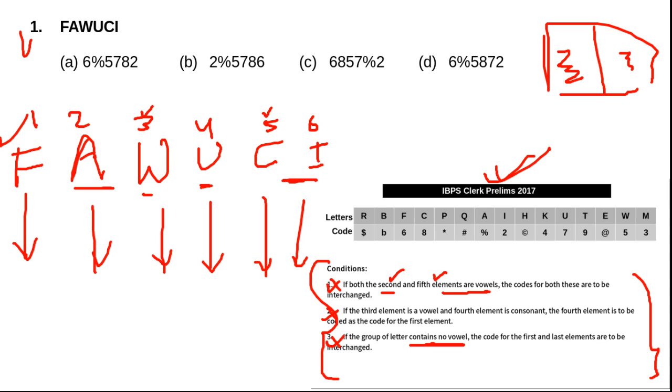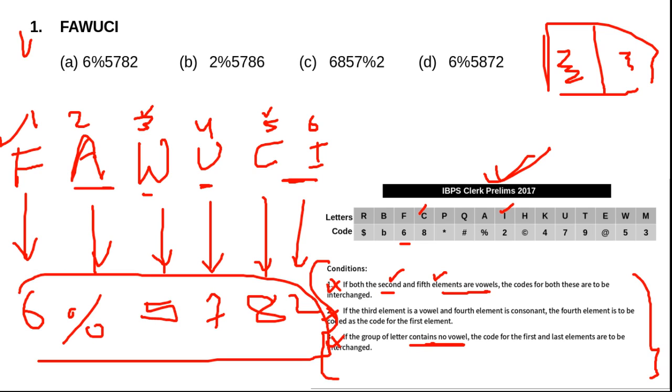For F we have 6. For A we have percent. For W we have 5. For U we have 7. For C we have 8, and for I we have 2. So this is your answer: 6, %, 5, 7, 8, 2. Check this over here from the options: 6%5782. So the first option is our answer.